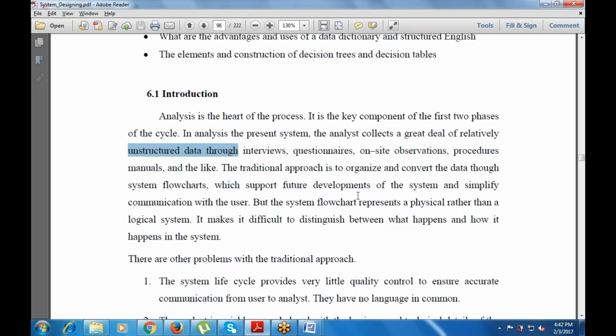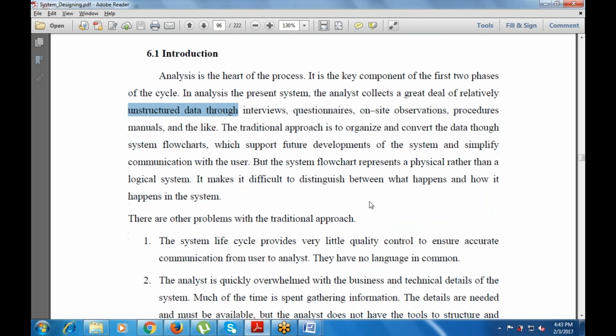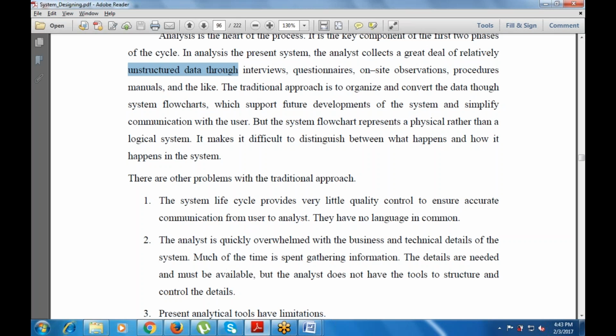The other problem with the traditional system is that the system life cycle provides very little quality control to ensure accurate communication from the user to the analyst, and they have no language in common. The analyst quickly gets overlapped with the business and technical details of the system, and much of the time is spent gathering information. The details are needed and must be available, but the analyst does not have the tools to structure and control the details.